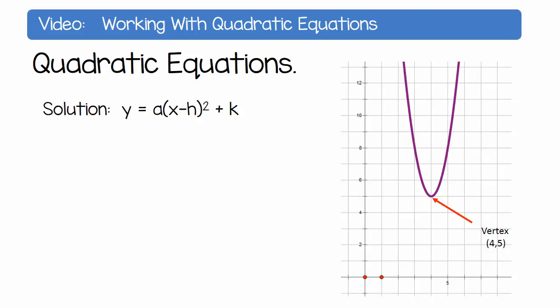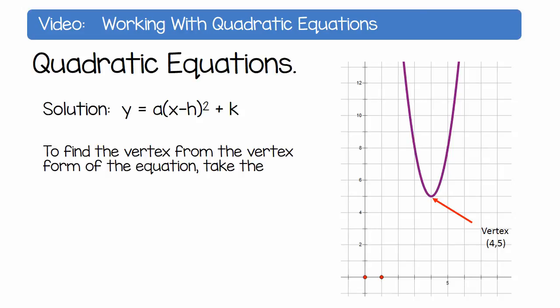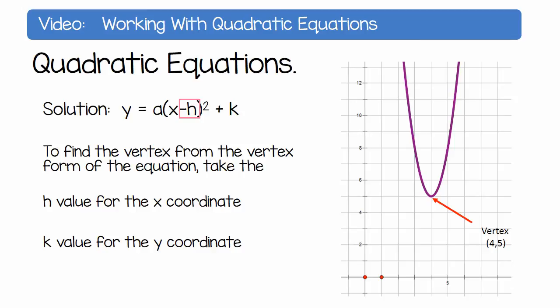Our graph and our equation match. To find the vertex from the vertex form of the equation, take the h value for the x-coordinate, remembering the sign will change to its opposite value, and the k value for the y-coordinate.